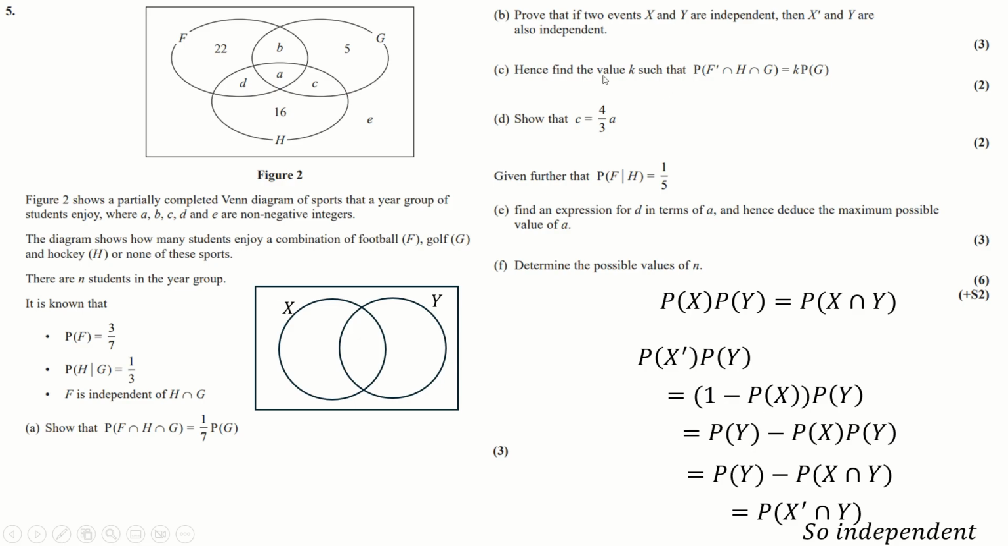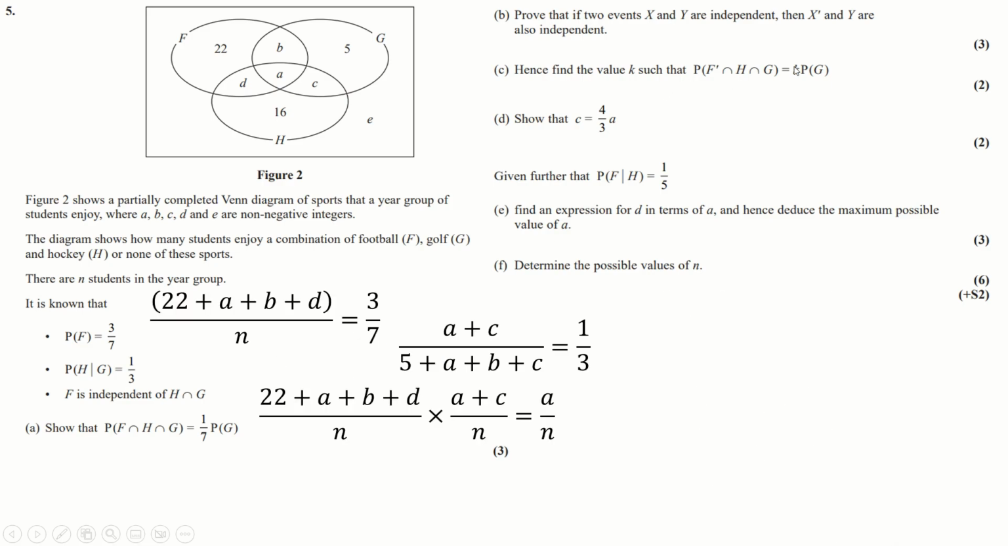For C, hence find this thing here. Well, if we return to our numbers for a second, we can use the independence idea because we're told F is independent of H and G. By this idea here, that means not F is also independent of H and G. So we can say that this thing here is equal to P of F dashed times P of H and G.